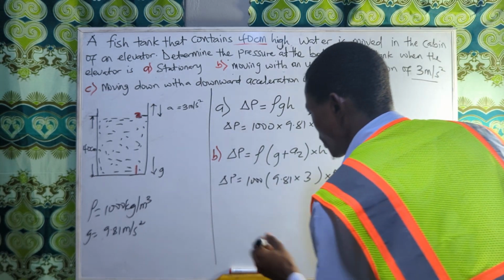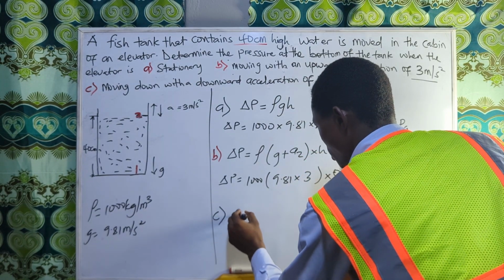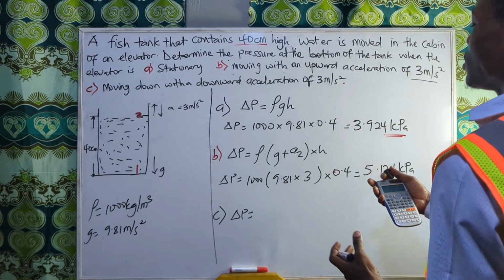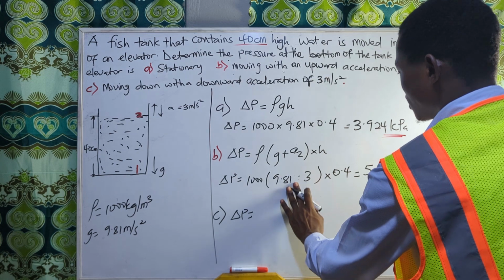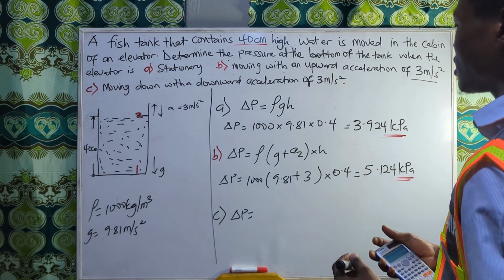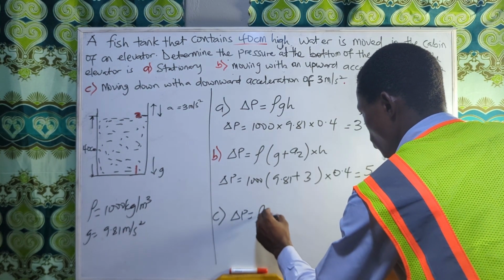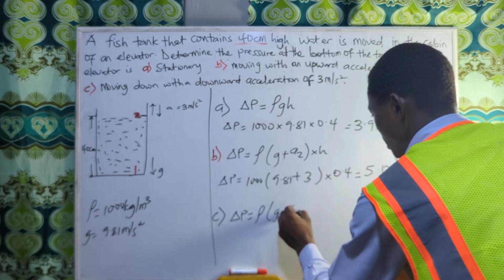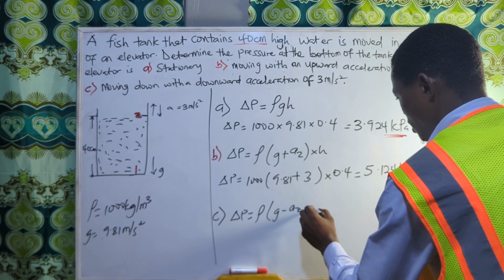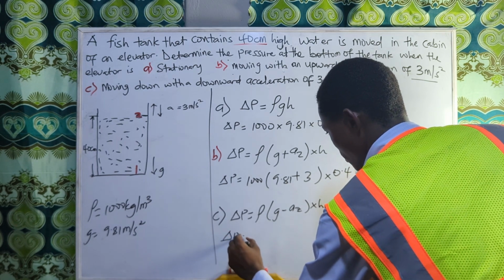So for the acceleration which is moving downwards, it's going to be the opposite of the first one, since it's a deceleration, so you have to subtract. Sorry, there's a mistake here, it has to be plus in the previous one. For this one, you have to subtract it from the acceleration due to gravity. So you are going to get a formula to be rho times g minus a_z, times h.